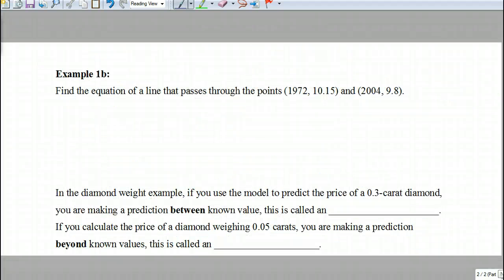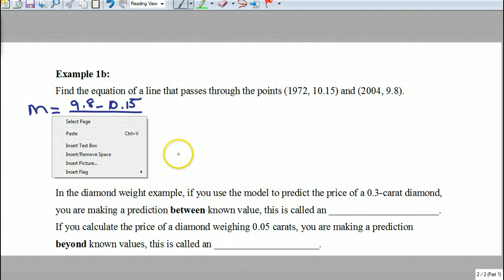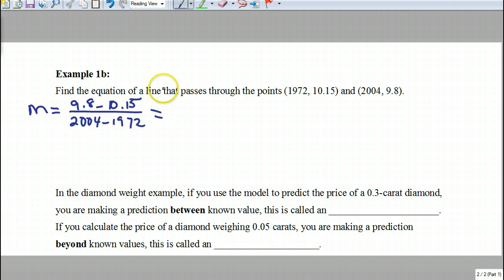So example 1b, find the equation of a line that passes through points 1972 and 10.5 and 2004 and 9.8. So we're going to do the same way that we did in the last example. We are going to put it into our slope equation. So m equals 9.8 minus 10.15 over 2004 minus 1972. When you do that, you end up with negative 0.01 as your slope.